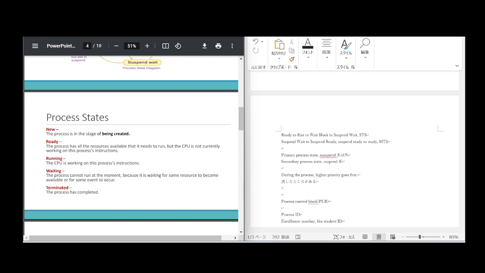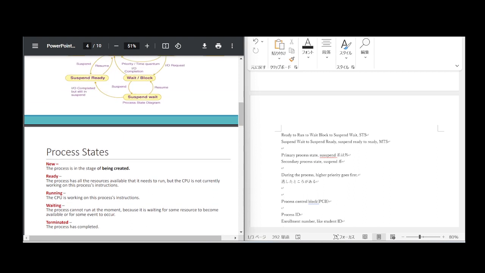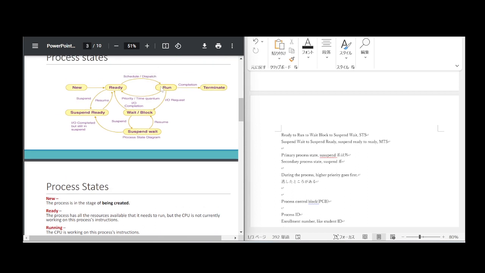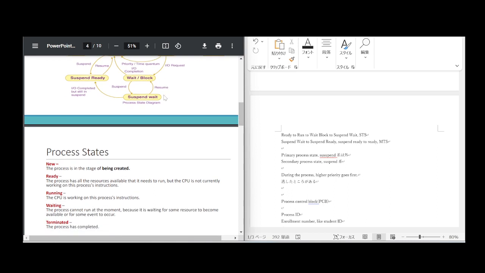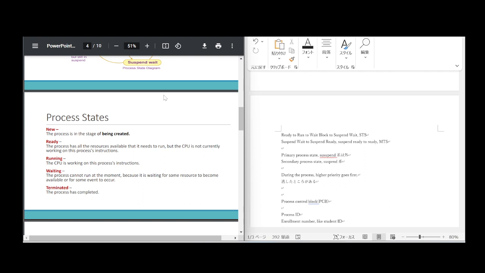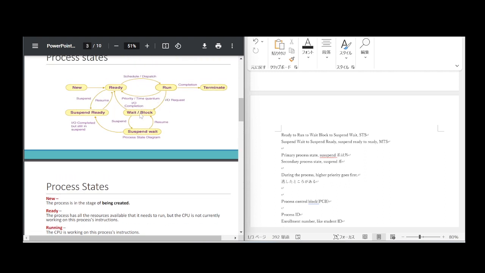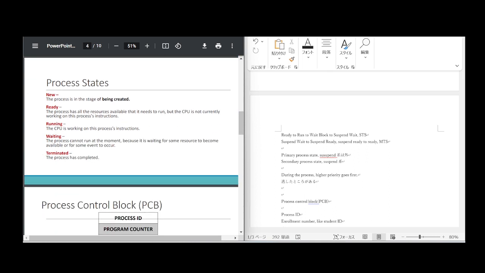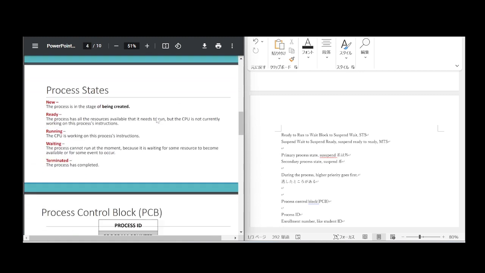Waiting is the waiting phase where the process needs to... it works whenever the process is too much and when it requires like an I/O request and a higher priority task comes, then the wait block gets those processes. And terminate is the process has completed. Yeah, so this is what I learned from this process state.